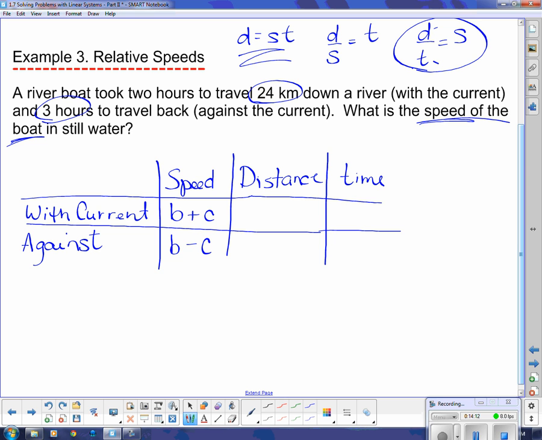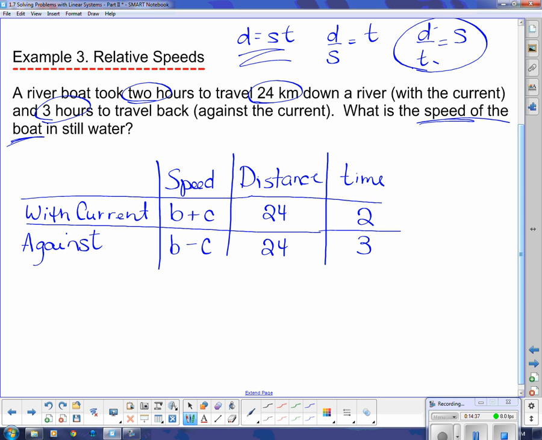Now, the distance, of course, is 24 kilometers, no matter where you go. And the time, well, what did it say? We didn't highlight that information. 2 hours with the current and 3 hours back again. So with the current was 2 hours. Makes sense. It's going faster than coming back when the current's working against it.